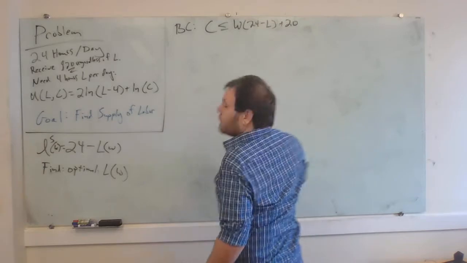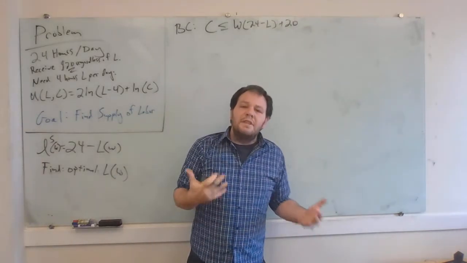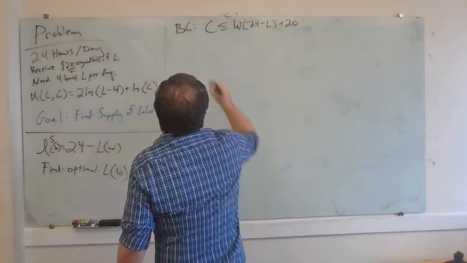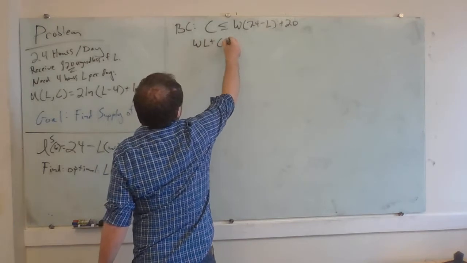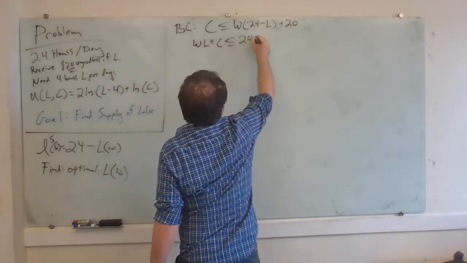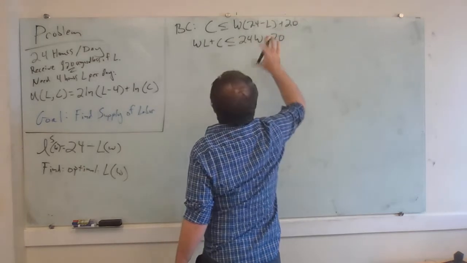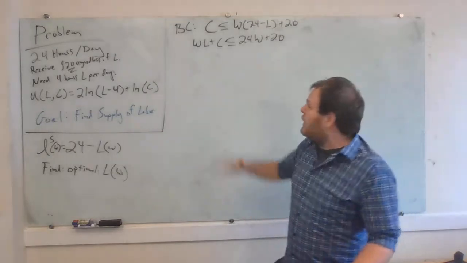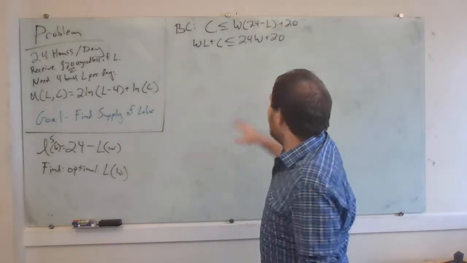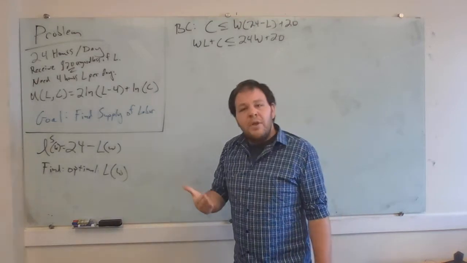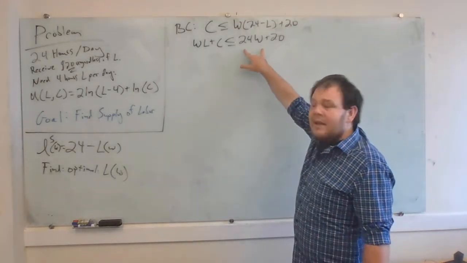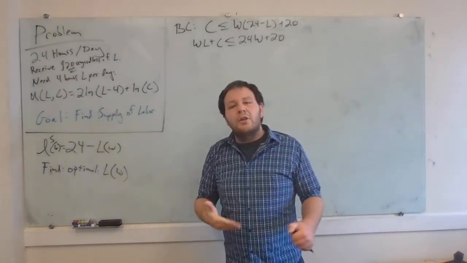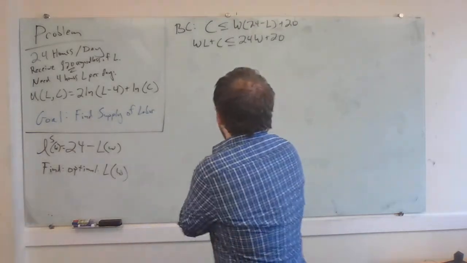Now this doesn't really look like a budget constraint to me. It looks a little bit unfamiliar, so I'm going to transform it by adding W times L to both sides. That gives me WL plus C less than or equal to 24W plus 20. Essentially what we're saying here is that our total spending on goods, leisure and consumption, has to add up to less than or equal to our total income. The total income is the value of our time, the 24 hours times W, plus the value of everything else we own, which is our $20 universal basic income. What's this going to look like graphically?